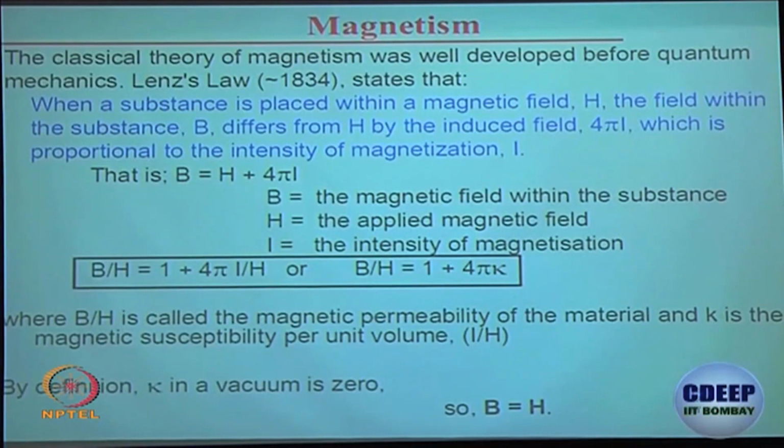The total magnetic field B you get is equal to the applied magnetic field H plus the intensity of magnetization, how much magnetization the material is going to get. That's the total magnetic field within the substance. Not only the field you create, but what the material is made of makes a difference. The type of material you have makes a difference.